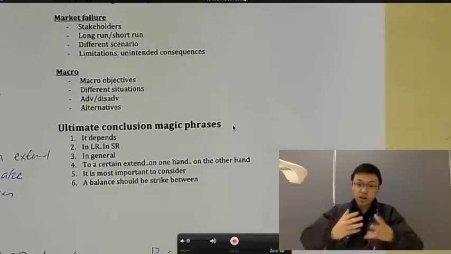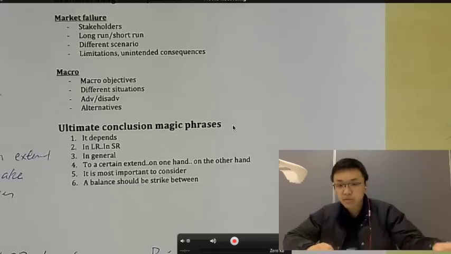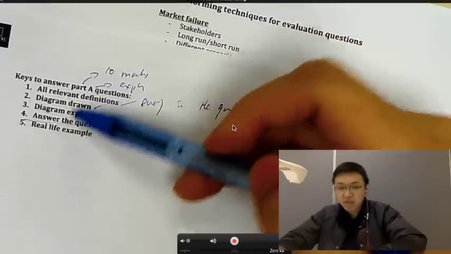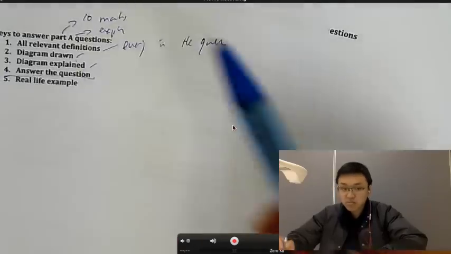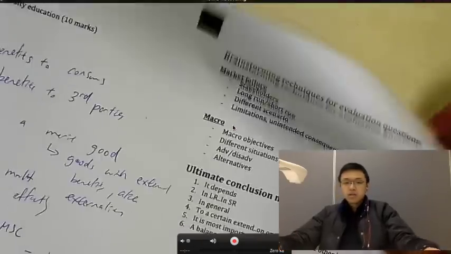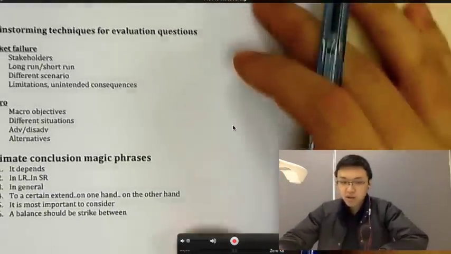Of course, you need to know the concept, but I think I've given you the basic framework, right? Always have these 5 components, like what I did. When you explain a diagram, explain it in great detail. Okay, so now let's look at the next part, evaluation questions.